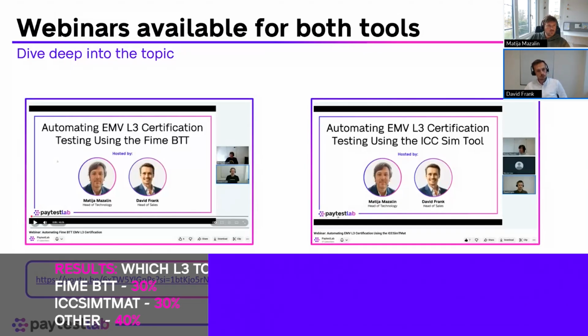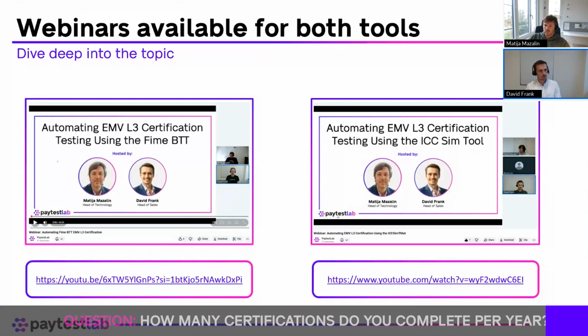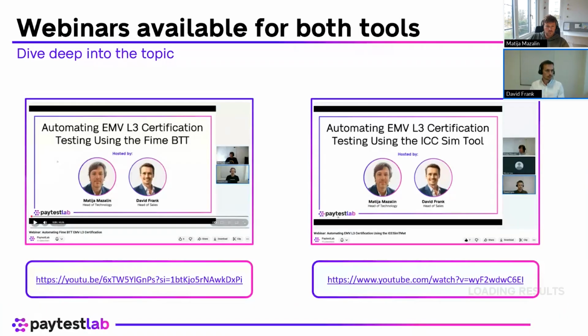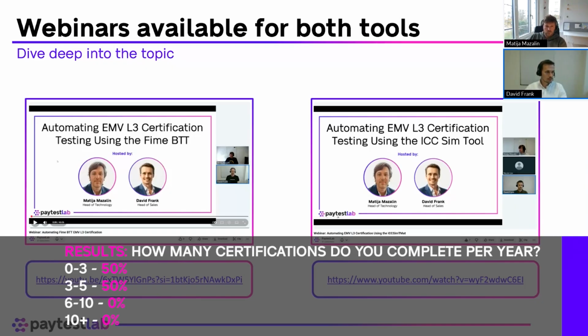And then another question for you before we start. We would like to understand a little bit how much do you actually test? Are you more on the 0 to 3, 3 to 5, 6 to 10, or 10 plus certifications a year? So are you just getting into Level 3 certifications, or are you an absolute power user? That would also be great to understand. Everyone seems to be a bit more on the lower side, 0 to 3 and 3 to 5, which is totally fine. It's also quite normal and what we expect and see most often. It's rare that somebody does 10 plus certifications.